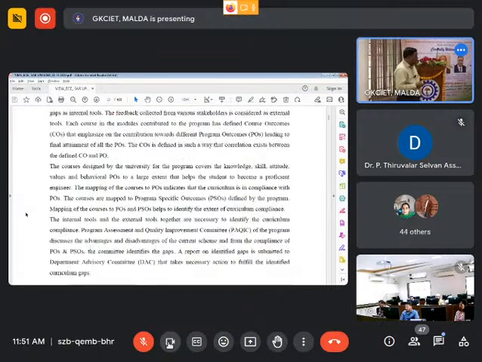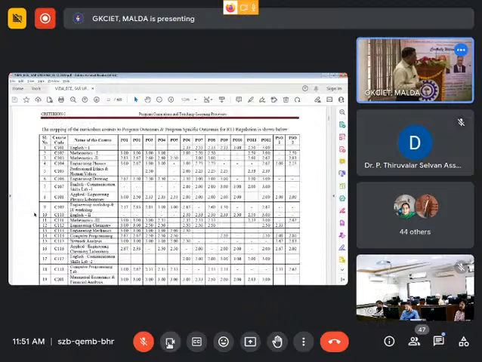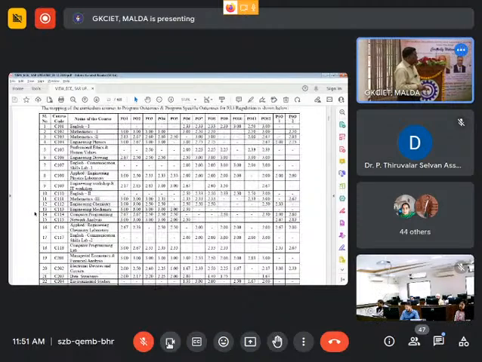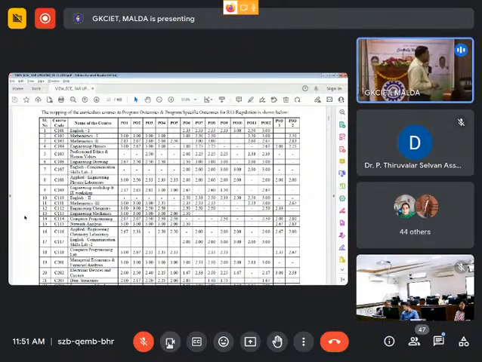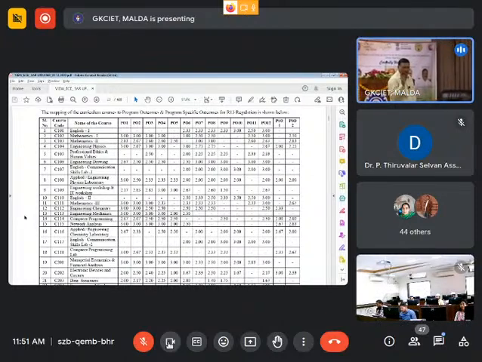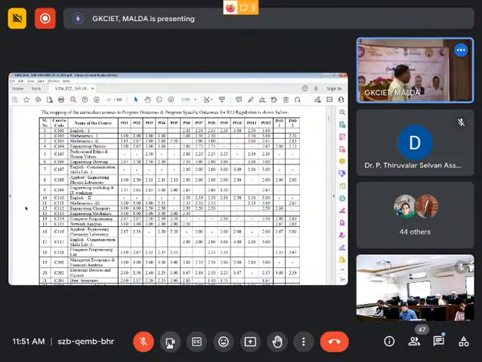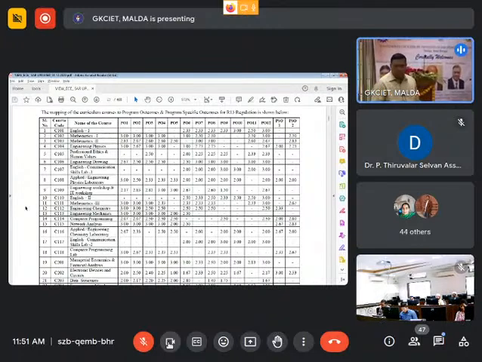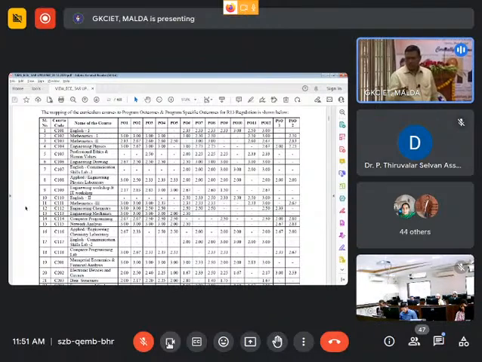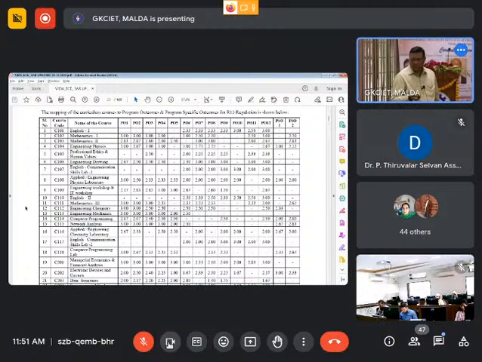Next. Wait here. So the mapping of the curriculum course to the program outcomes and program specific outcomes as per that university regulation, this we know how to do. Once the gaps are found out, PSOs are defined accordingly, and you will be in a position to do a course mapping. So this is a course mapping, different subjects, and they map for the total.